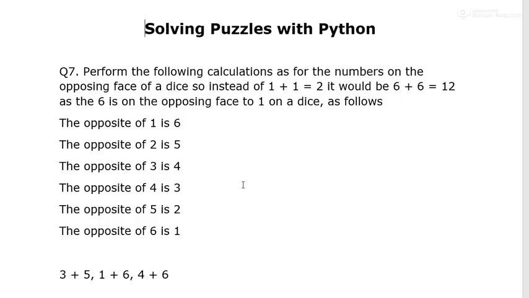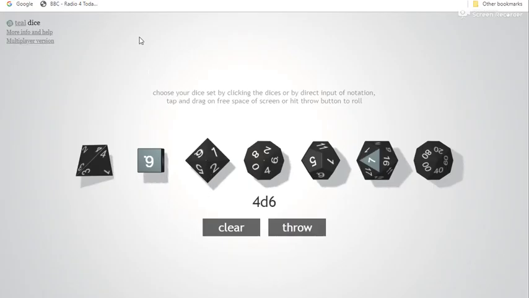Today's puzzle concerns a dice. So we have to do some simple calculations here on the numbers on the opposing face of a dice. So instead of 1 plus 1 equals 2, it'd be 6 plus 6 equals 12, because the 6 is on the opposing face to the 1. So it needs a bit more explanation.